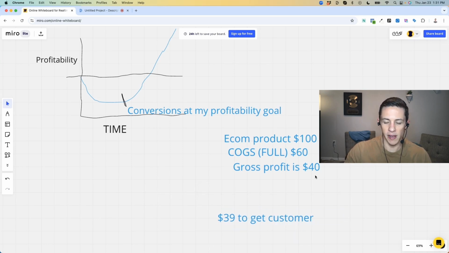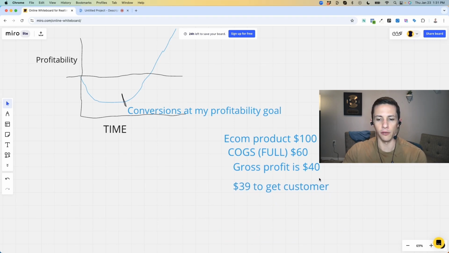If all of my expenses are included, and I can spend $39 to acquire a $40 ticket, right? Or I can put in 39 to get back 40. I'm going to do that. Now, that is theoretical because we obviously want to earn more margin and make more money.